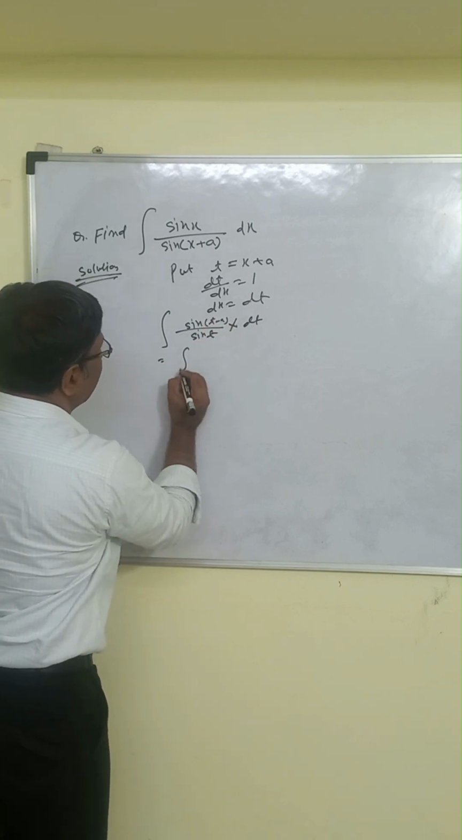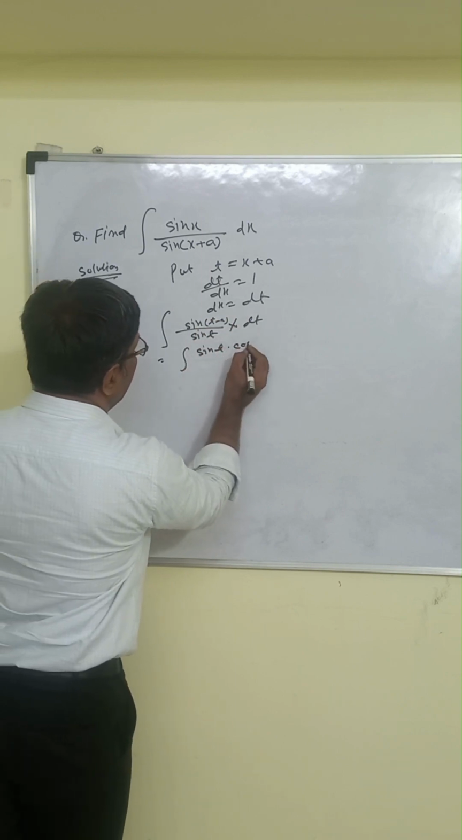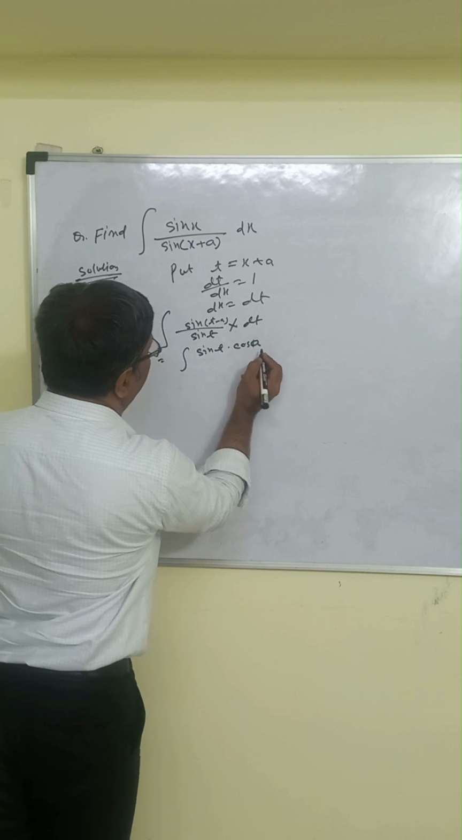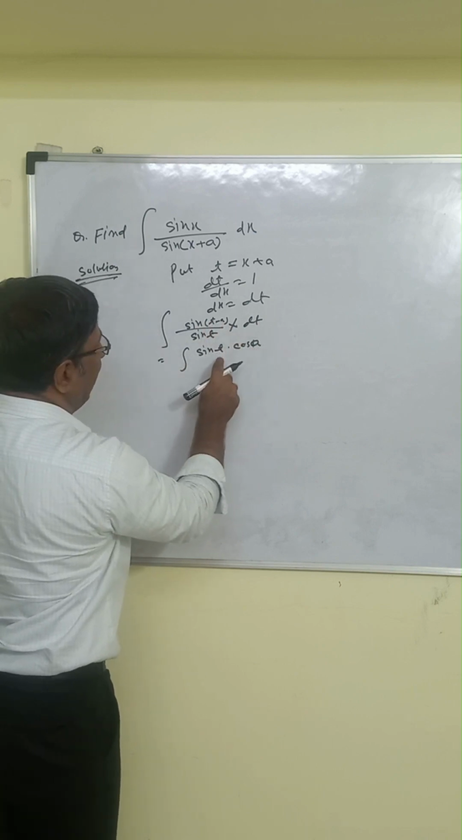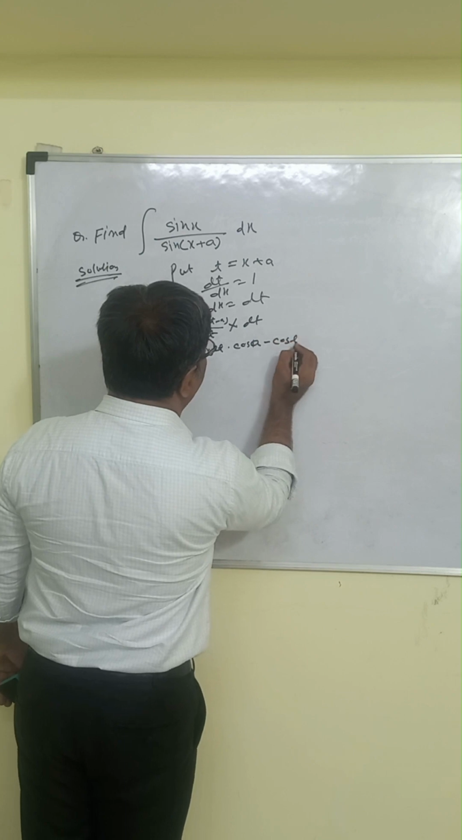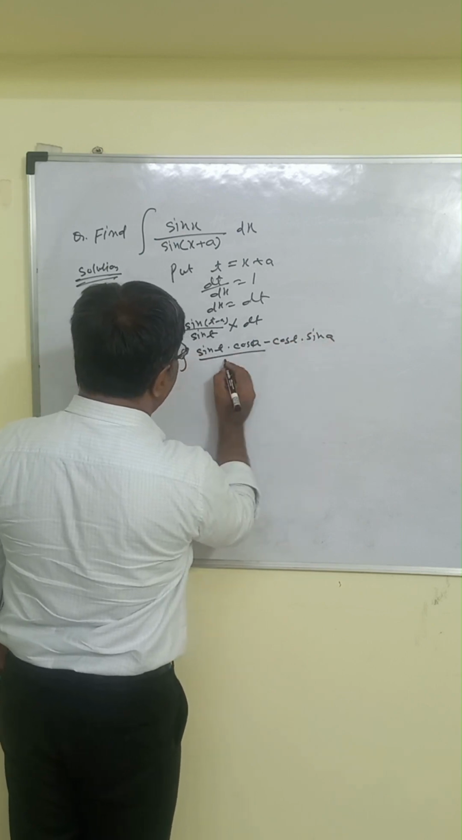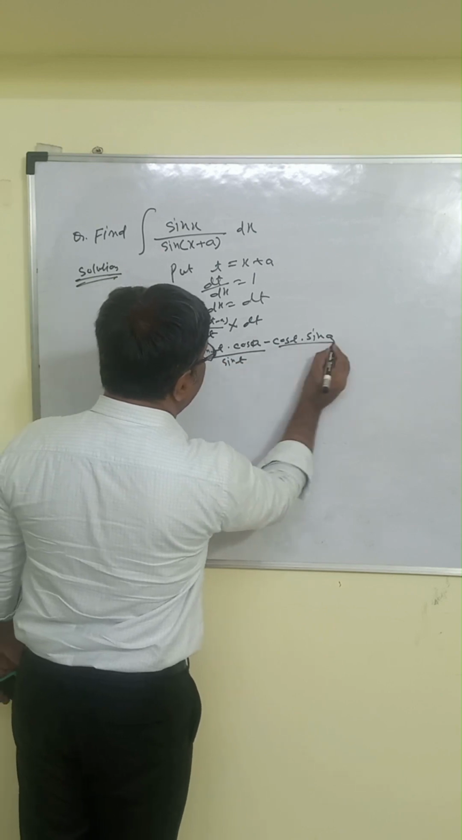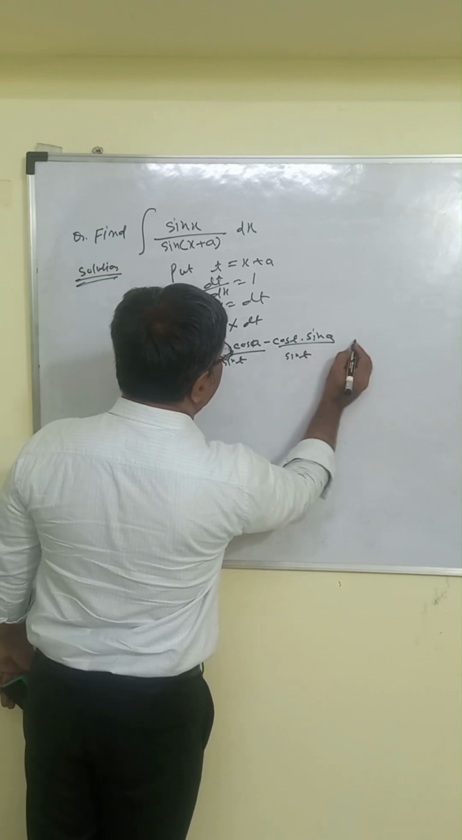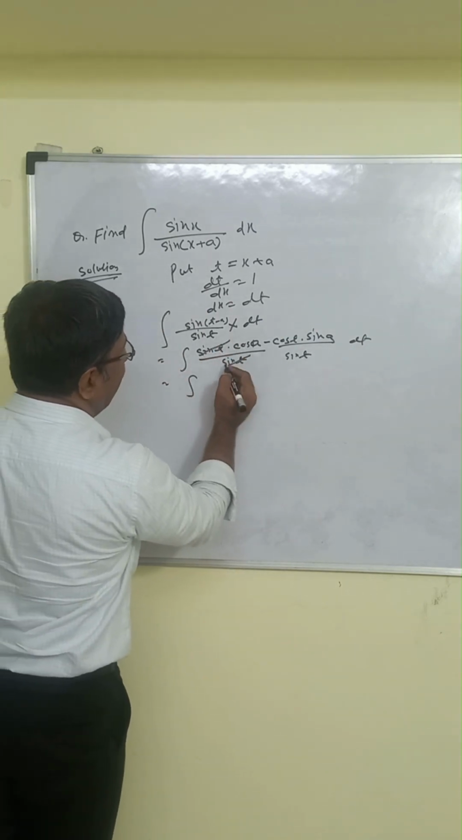t minus a. So we can write this as sin(t minus a). Now you see this is sin(a minus b), so we have the formula sin a cos b minus cos a sin b. So this is sin t cos a minus cos t sin a, divided by sin t. So we can write here sin t and here also sin t, and this is dt. Again we will cancel sin t.